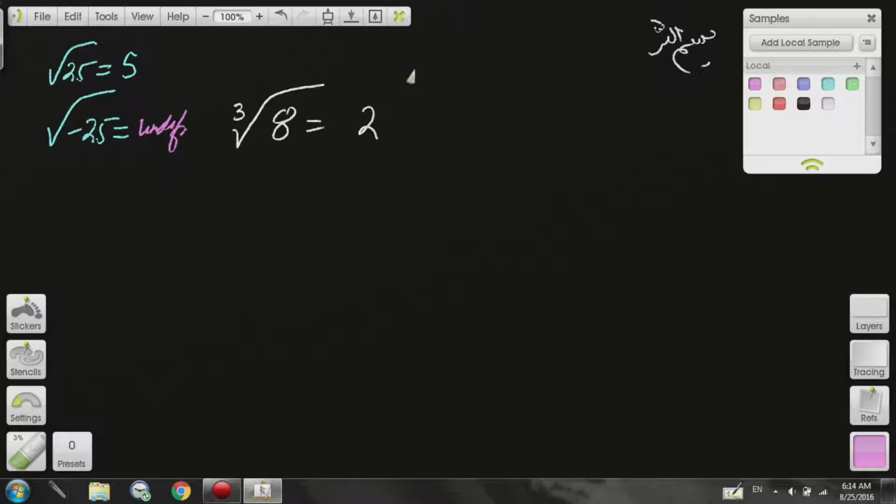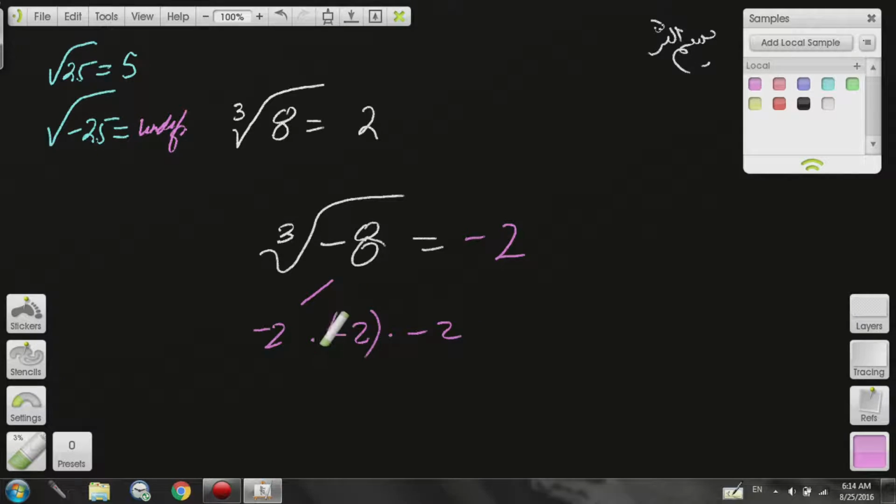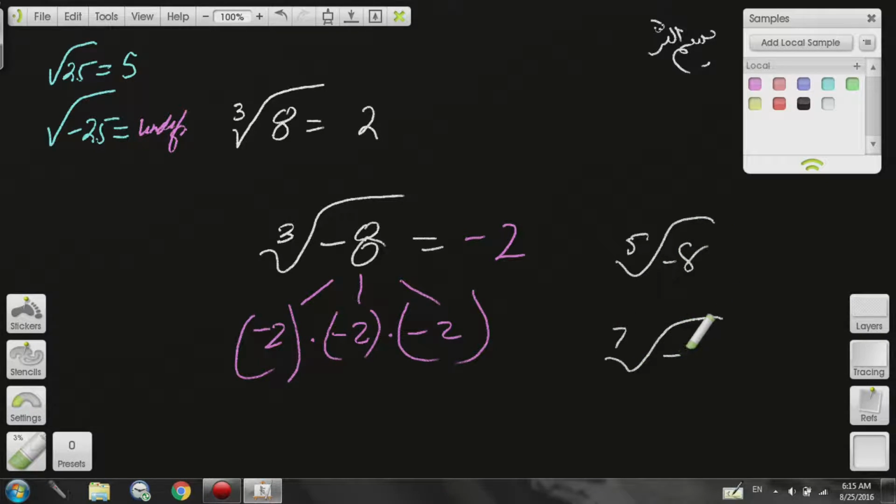On the other hand, look at this. Cube root of negative 8. You can take this because the cube root of negative 8 is negative 2, because negative 2 times negative 2 times negative 2 is negative 8. So you can take a cube root of negative numbers. In fact, you can take the fifth root of negative numbers, the seventh root of negative numbers, and the ninth root of negative numbers. In other words, you can take odd roots of negative numbers, and that's okay.